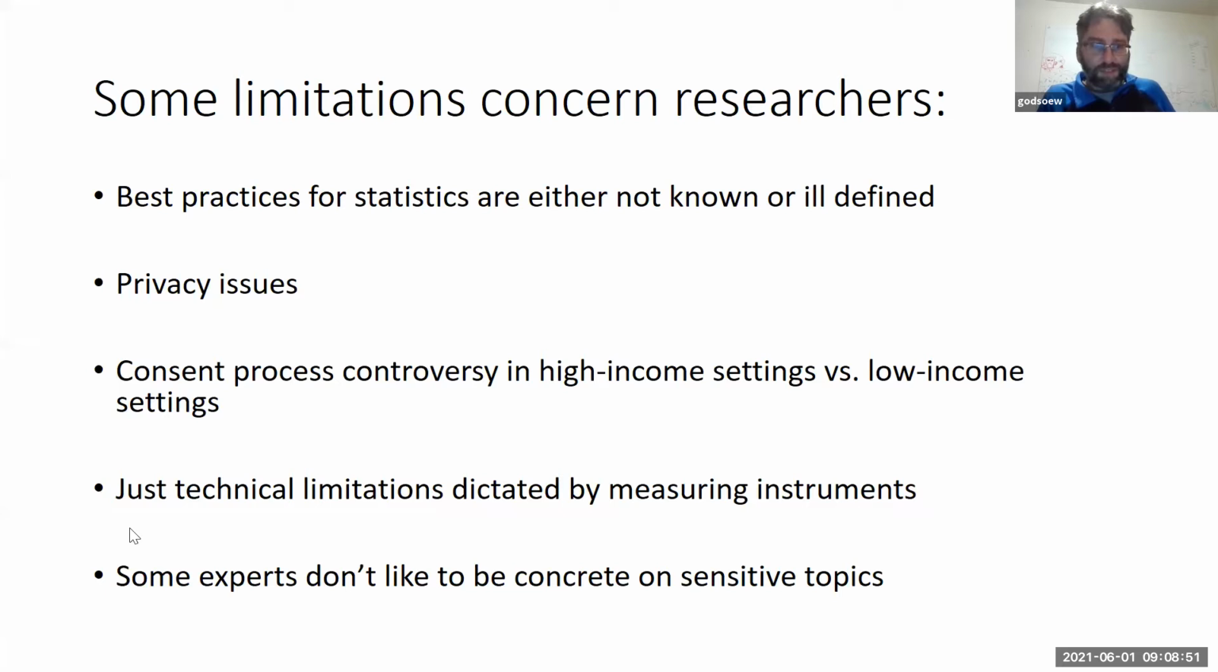A second set of limitations that we could see are real, but there may actually be opportunities to remedy them through connections with other GYA members. So some limitations concern limited skill sets of researchers. So best practices of statistics are not known or ill-defined. That can be a matter of digging into the stats for a project. Privacy issues and how those are managed can be very important for experiments in some disciplines. Same thing with consent and asymmetries versus experimental subjects that are in high income settings versus low income settings.